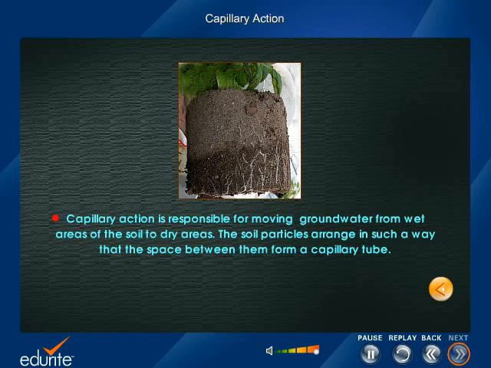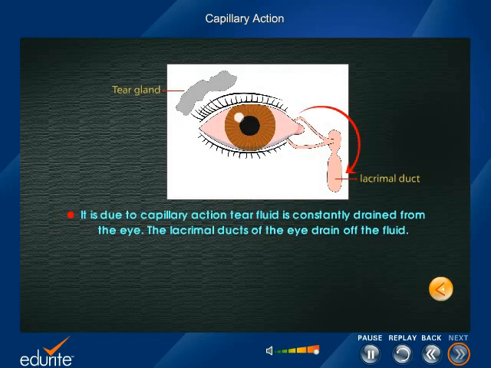Capillary action is responsible for moving groundwater from wet areas of the soil to dry areas. The soil particles arrange in such a way that the space between them forms a capillary tube. It is due to capillary action that tear fluid is constantly drained from the eye. The lacrimal ducts of the eye drain off the fluid.